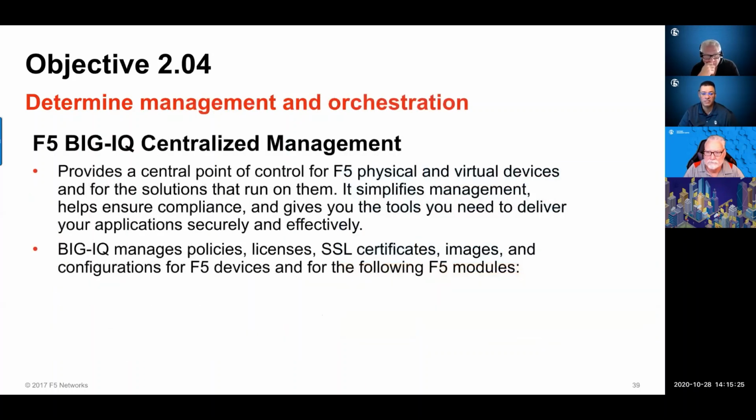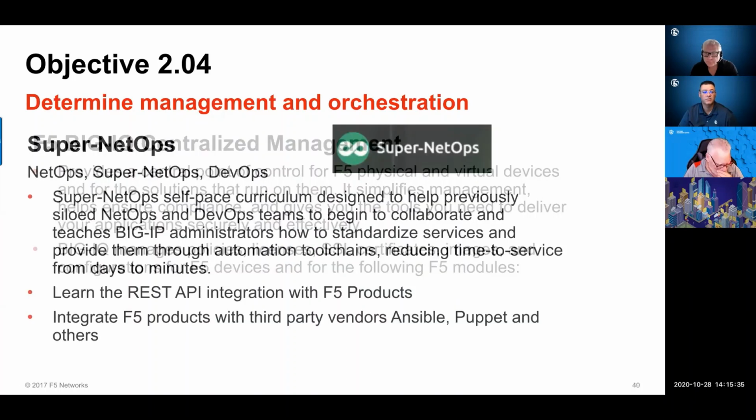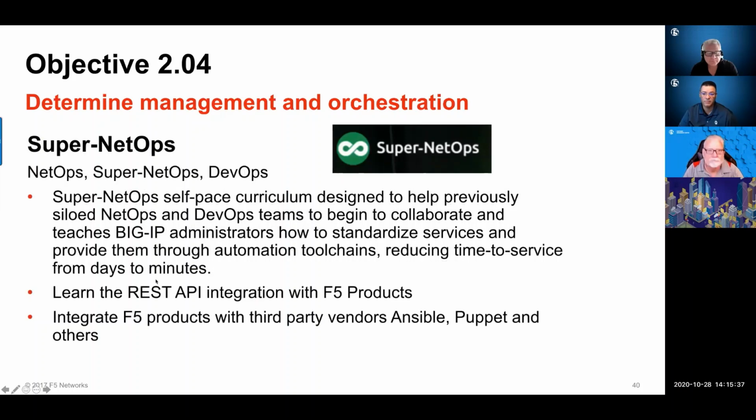Determine management orchestration. We talked a little bit about this. You might get questions on which products to position. Keywords here: BIG-IQ. When it comes to orchestration, DevOps terms, REST API. Remember that the REST API is something that we use. It's a standard, open API that we can use with F5.